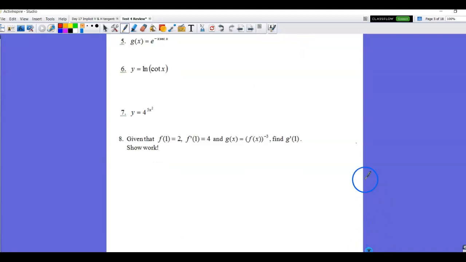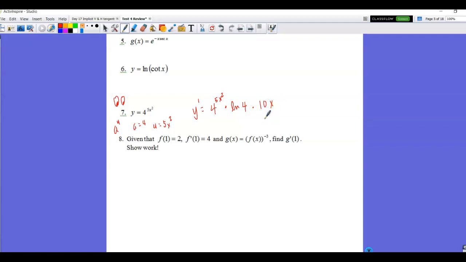All right, number 7, math eyes. When I look at number 7, I hope that you are seeing a to the u, an exponential function, where a is 4 and u is 5x squared. So the derivative of a to the u is keep the function, a to the u, times the ln of the base, and the base is 4, times the derivative of the power, which is 10x.